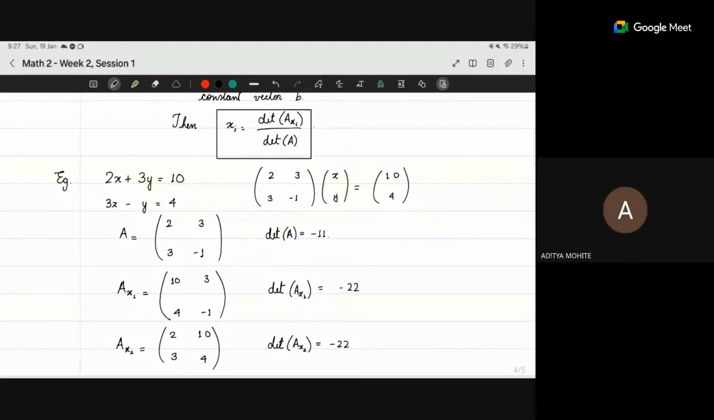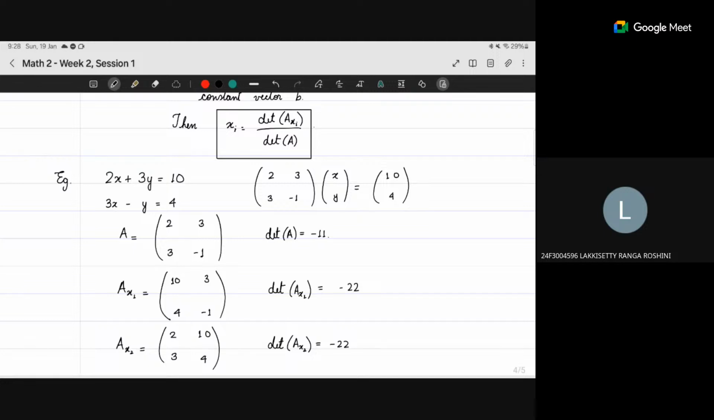Sir, for a 3 by 3 matrix we have to solve in the same way? Yes, you have to replace each column by the constant vector, just like this. You'll get three matrices, and you'll have your original matrix. So you'll have determinant of A_x1 by determinant A, determinant of A_x2 by determinant A, determinant of A_x3 by determinant A, which will give you the values of the three variables.